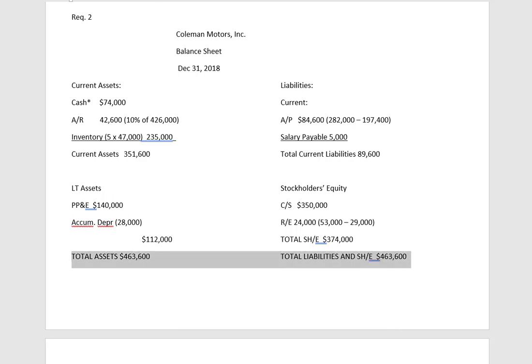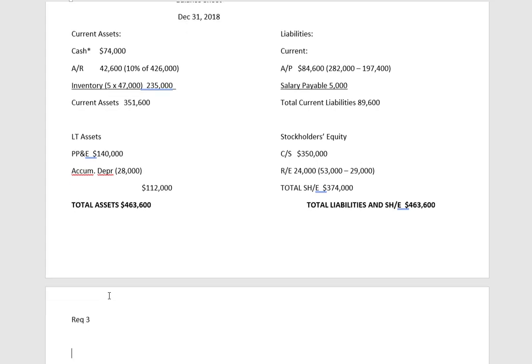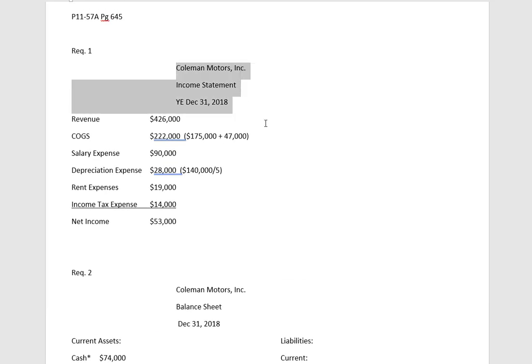Your total assets equals your total liabilities plus stockholders' equity. Okay, so that should all be review, but all of this information is necessary for us now to prepare the indirect method statement of cash flows, which is requirement 3. Okay, so this one I'm going to borrow this title here because statement of cash flows, like the income statement, is for a period. So this is going to be statement of cash flows. And it is year-ended, so that's fine.